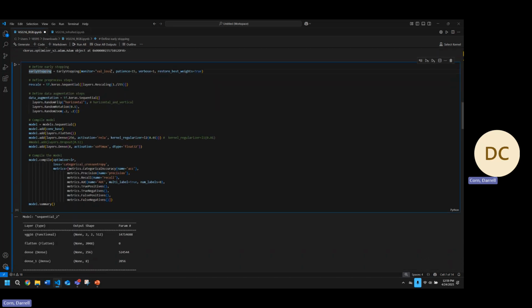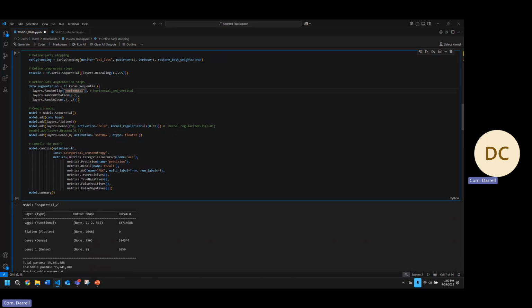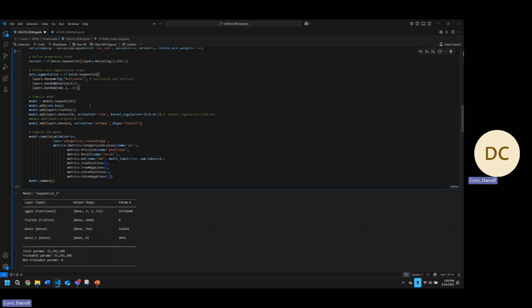Then we define our early stopping. I'm monitoring the validation loss, waiting about 15 epochs before we restore the best weights. And then here's one pre-process step that I have, where we rescale it to normalize the RGB values. Then we define some data augmentation of horizontal flip, random rotation, and random zoom.